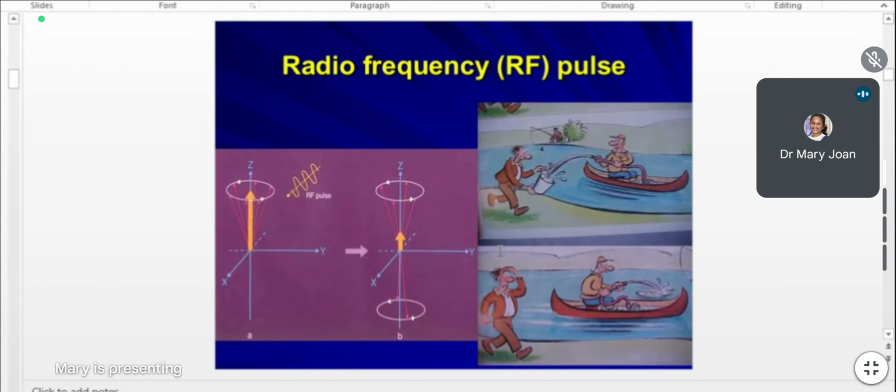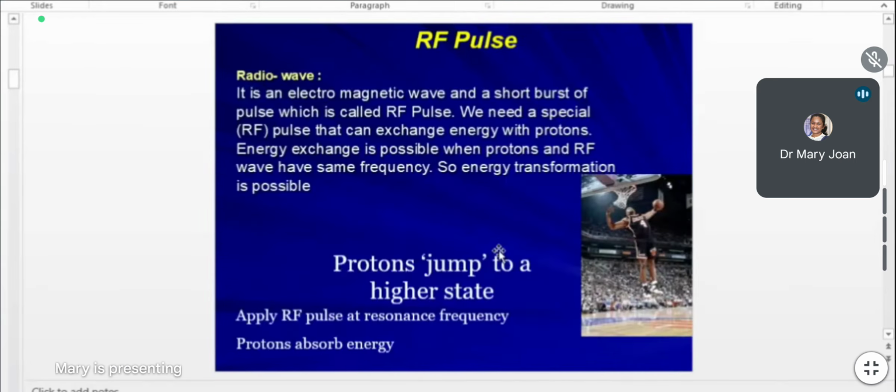So when we apply the RF pulse, whichever nuclei have the same frequency as the radio frequency pulse which we applied will gain energy from the RF pulse. Only those nuclei which have the same frequency will gain the energy. And when the RF pulse is over, it will go back, meaning whatever energy is gained by the nucleus will be lost. Are you understanding?